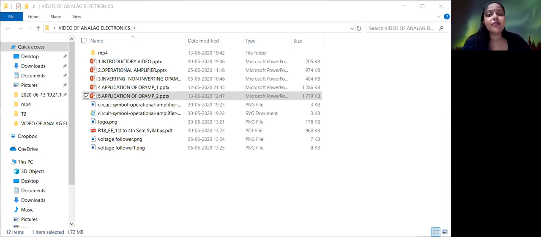This is the beauty of the integrator circuit. We know that by integration of a step signal, we can generate a ramp signal or a triangular waveform, and that is the application shown here: if we give a step signal as input to the integrator circuit, we get a triangular waveform as output. So this is all about the integrator circuit.